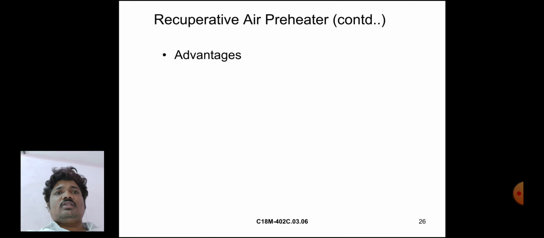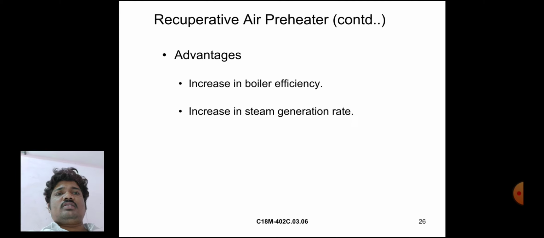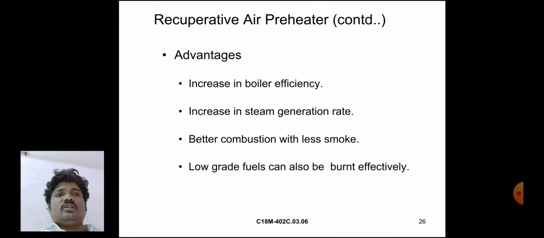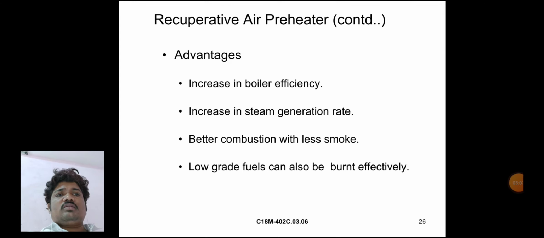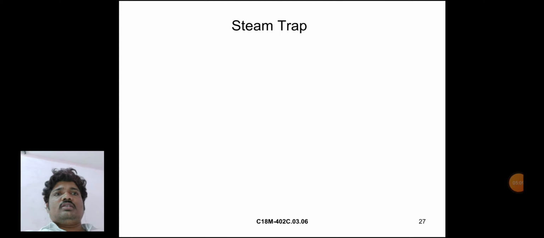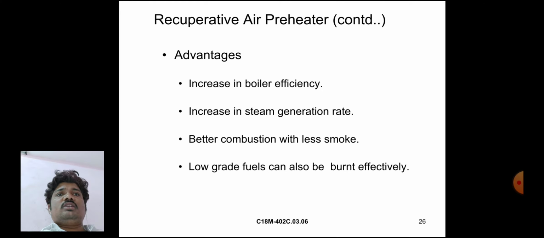Recuperative air preheater advantages: increase in boiler efficiency, increase in steam generation rate, better combustion with less smoke. Low grade fuels can also be burnt effectively.